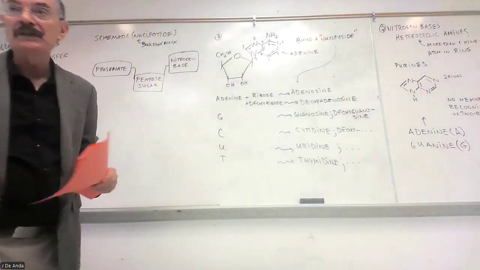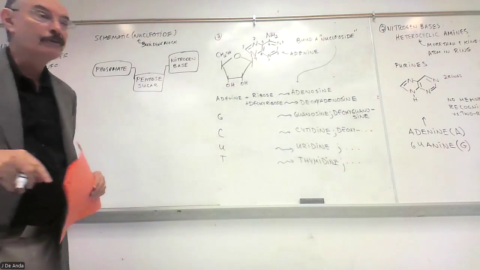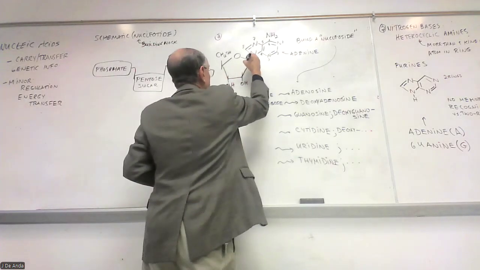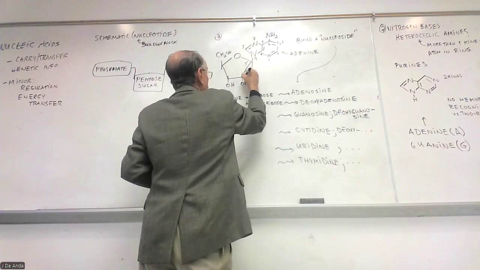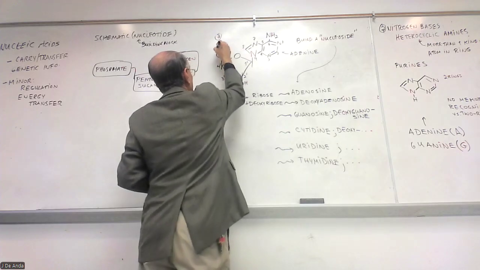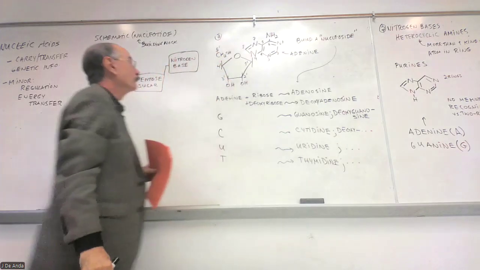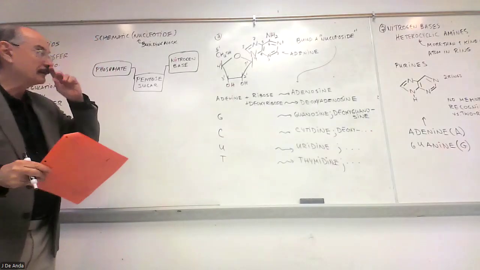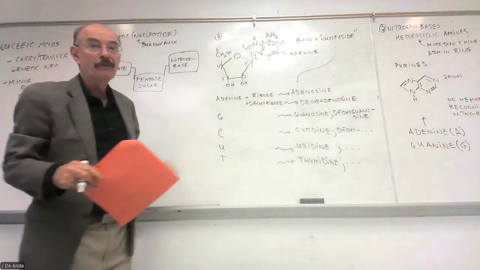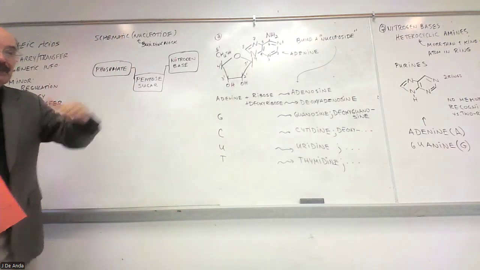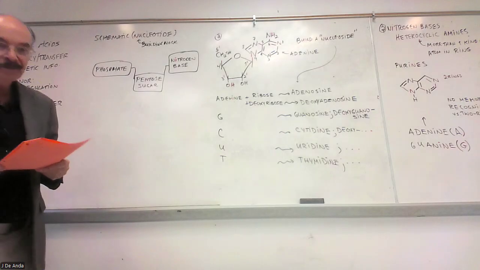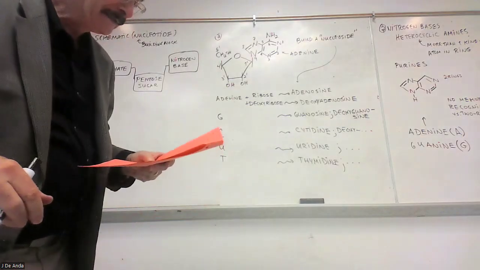Now, what do we do with the positions on the sugar itself? Well, we also give them numbers, but we put a little prime sign on it. So this becomes 1 prime, 2 prime, 3 prime, 4 prime, 5 prime. And that's going to have a major role later on, because we'll see that carbon 3 and carbon 5 are the ones that are going to be used to build these polynucleotides later on. So I hope that makes sense.